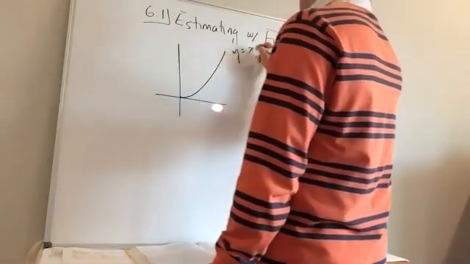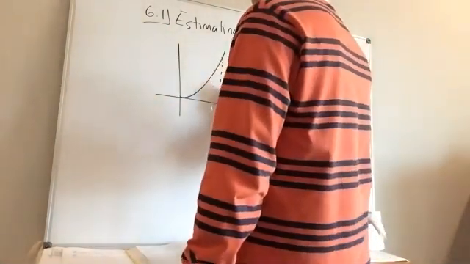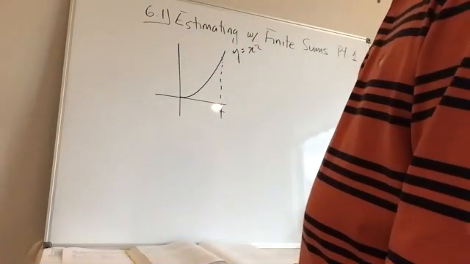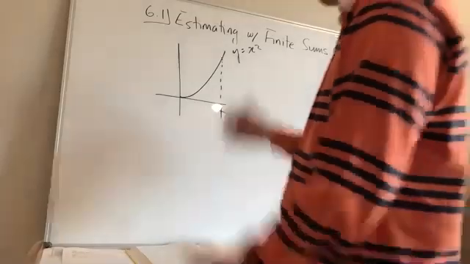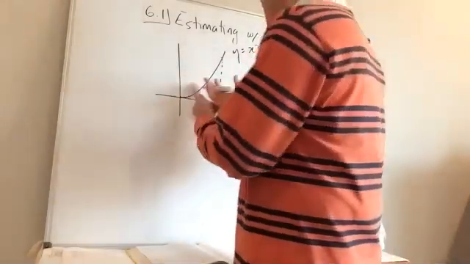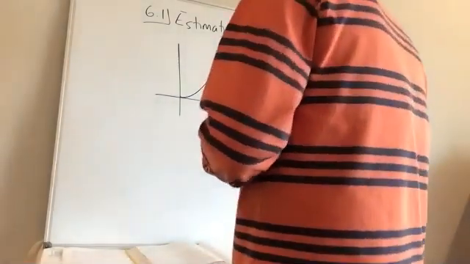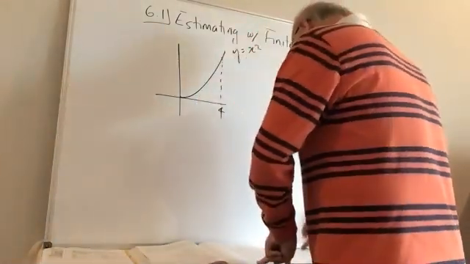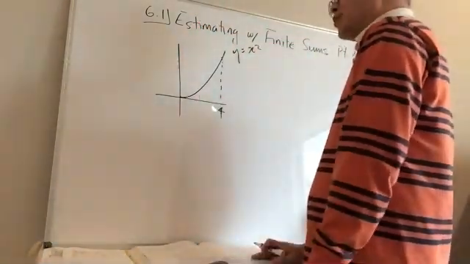y is equal to x squared, and you want to find the area underneath that from 0 to 4. Okay, now we're going to have a problem, right? Because there's no geometric shapes here that we can calculate. So the way we do this is we're going to estimate it.